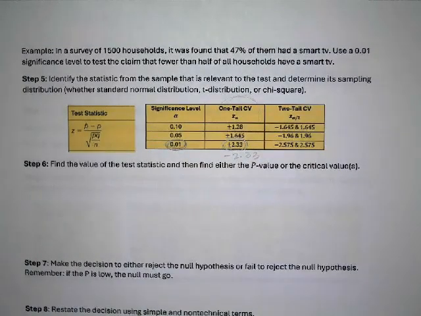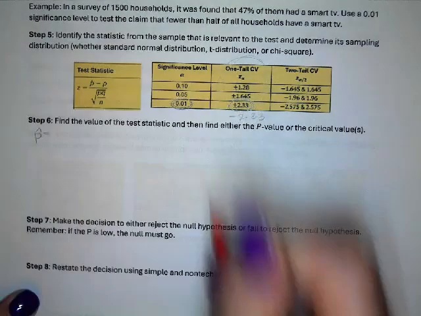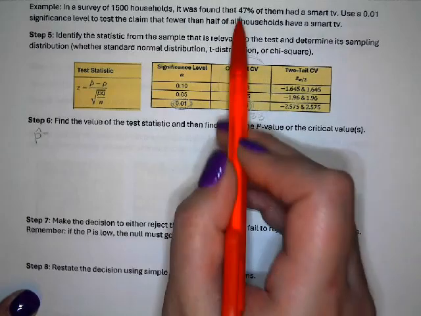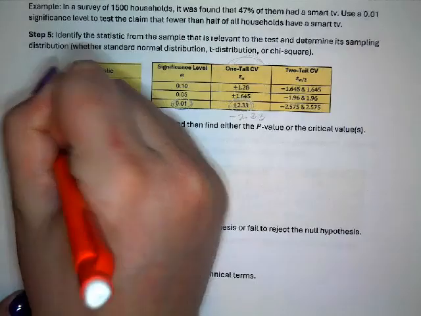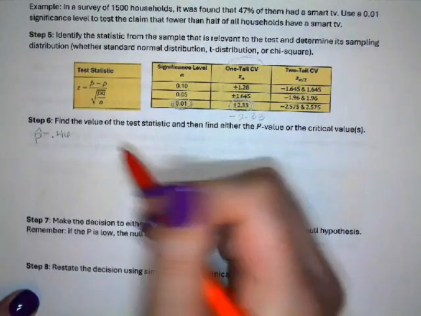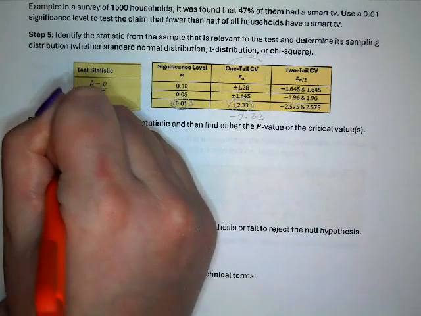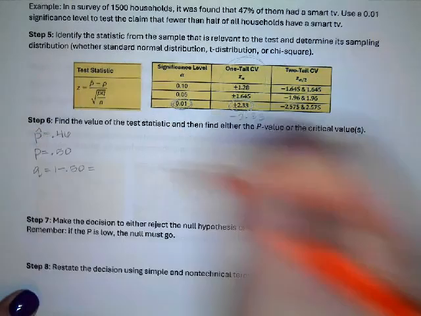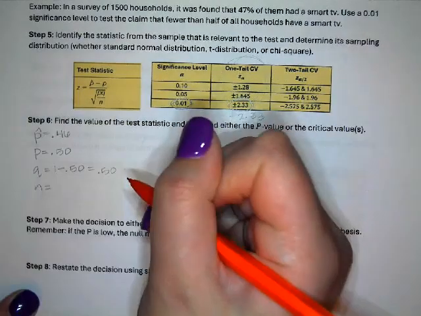Okay, so now we can find the value of the test statistic. So we have P hat, they just gave it to us. This is a typo. It'll be changed by the time you get the notes. I read 47%, but it'll say 46% on your papers. So P hat is 0.46. The P value is 50%. The complement of P is 1 minus 0.5, which is also 50%. And the sample size is 1,500.